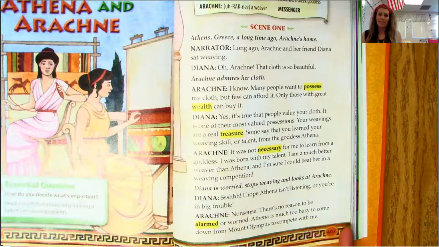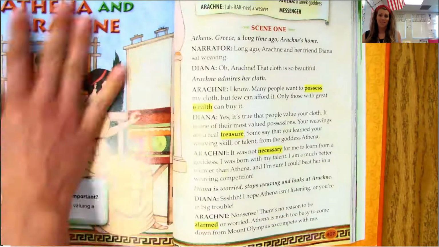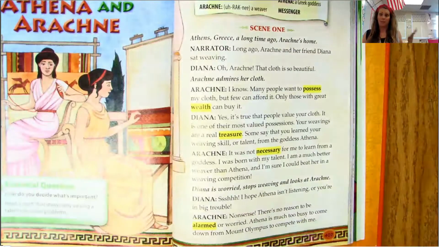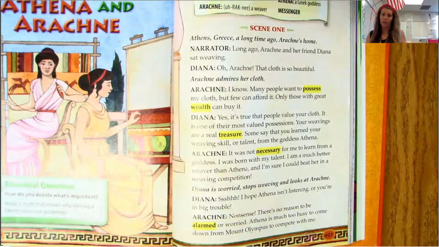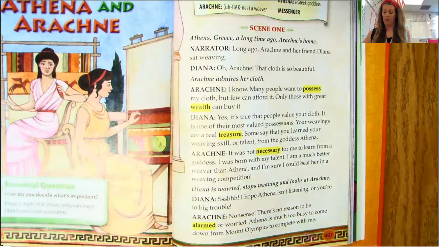All right, so again, this genre is a myth. It's make-believe. And I don't know if you've ever seen Hercules, but all of those Greek gods, that's kind of where it comes from, Mount Olympus, where they live up in like the sky.